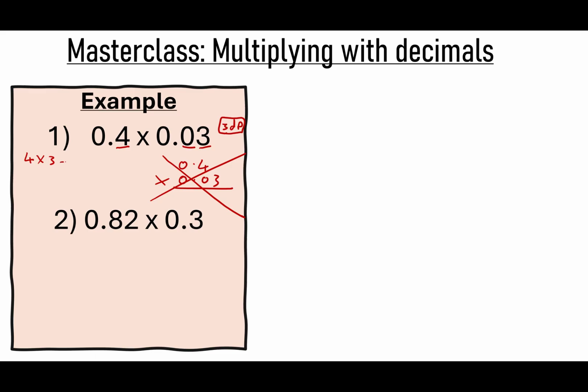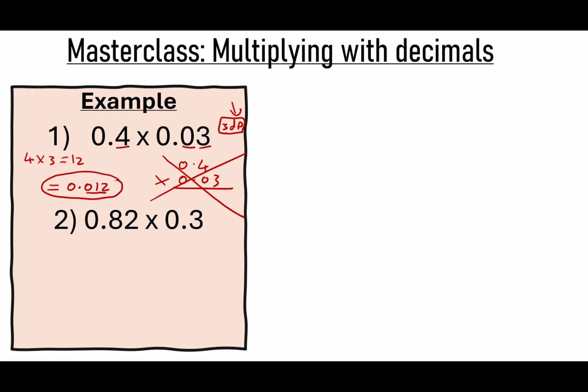So 4 times 3 is 12. And then understand that we wanted three decimal places. So the final answer is going to be 0.012, because then we've got our three numbers after the decimal. So there we go. There's your answer for that one.